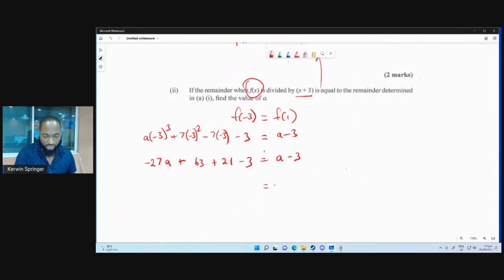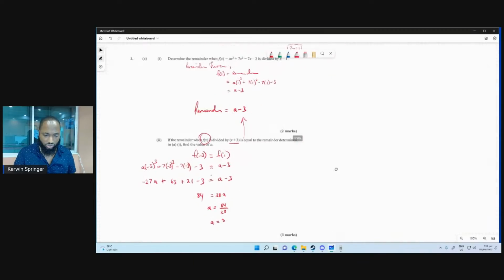So this is like 28a, and if I bring across all these numbers, this will turn positive, so I can cancel that off. I don't know about you, but I'm getting 84. So a is equal to 84 divided by 28. Somehow I don't remember getting this answer. a is equal to 3. I'll get an answer, whatever.